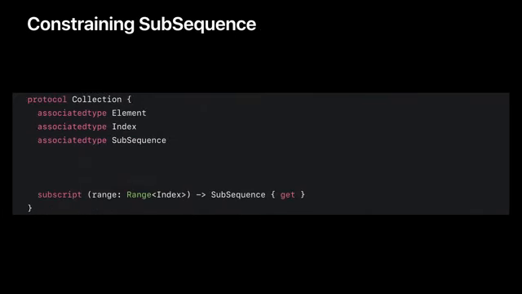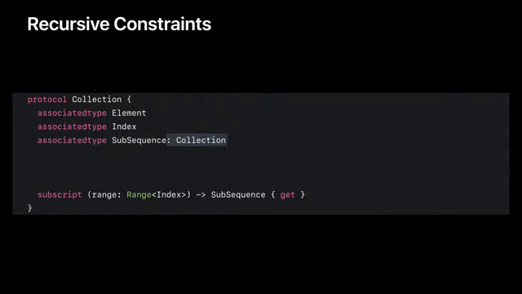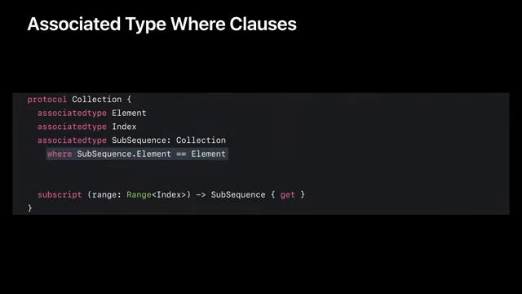Now, the first thing we want to do is say that the subsequence of a collection is itself a collection. This is a so-called recursive constraint because the associated type conforms to its own enclosing protocol. We can then use associated type where clauses to further constrain our subsequence. As we talked about earlier, it has an element type, and that element type needs to be the same as that of the original collection. So we can express that here with the same type constraint. Subsequence element is the same as element. We can do exactly the same thing for the index type. Now, these cover all the properties that we discovered by looking at the implementation of the sorted insertion point of algorithm.